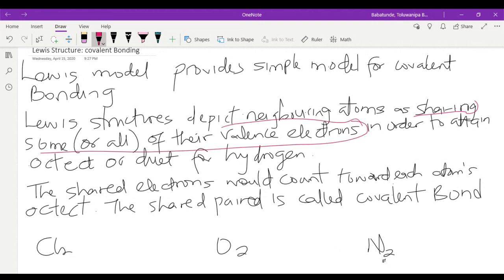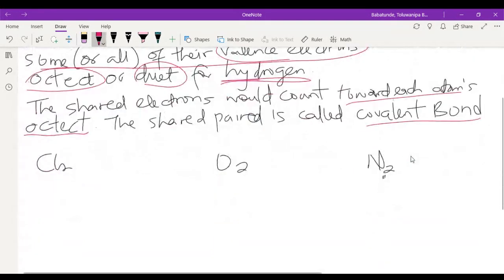So we make use of valence electrons in bonding in order to attain an octet structure, or a duet if it is hydrogen. The shared electrons will count towards each atom's octet. The shared pair is called the covalent bond. So this is what I mean.